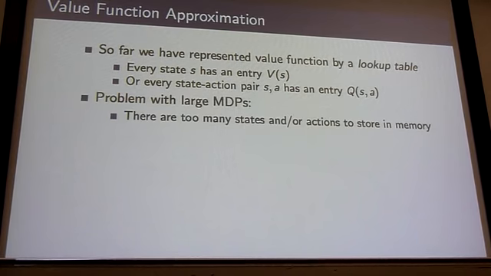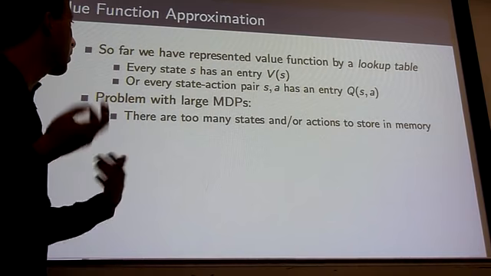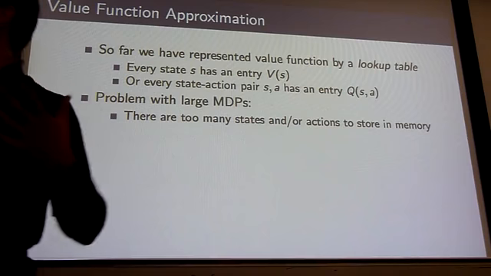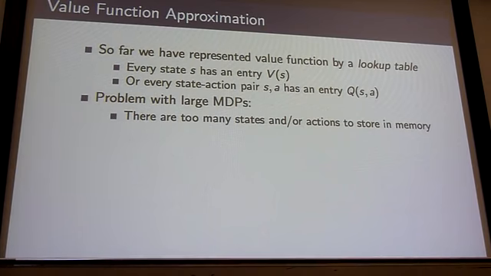So there's 2 real problems with this. The first is the obvious one, that there are just too many states and actions to store in memory. So you've got a lot of states and a lot of actions. Well, this table is just too big to even store on your computer if you've got 10 to the 170 states or a continuous state space.